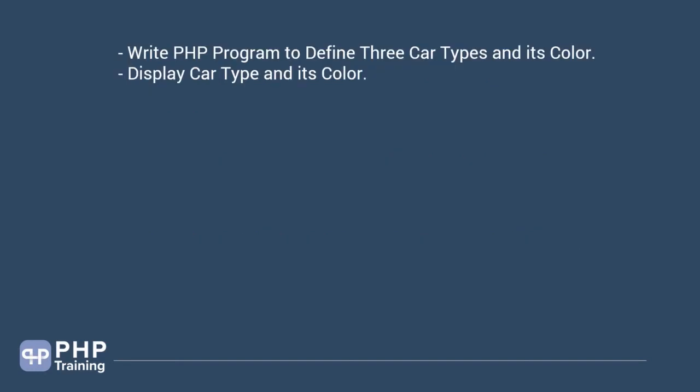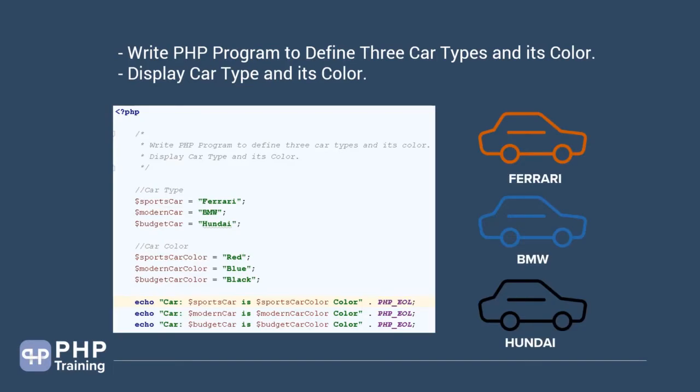Well, this is a very classic example I want to give you. Let's say you have to write a PHP program to define 3 car types and their color. You have to display a car type and its color. So this is the program that you have to write in PHP, and whatever style that you know till now, without OOPs, you might be defining 3 car variables and then defining the car variable colors, and then you try to display them, right? And this is how you might be writing your program. On the right hand side you have, let's say, 3 cars, Ferrari, BMW and Hyundai.